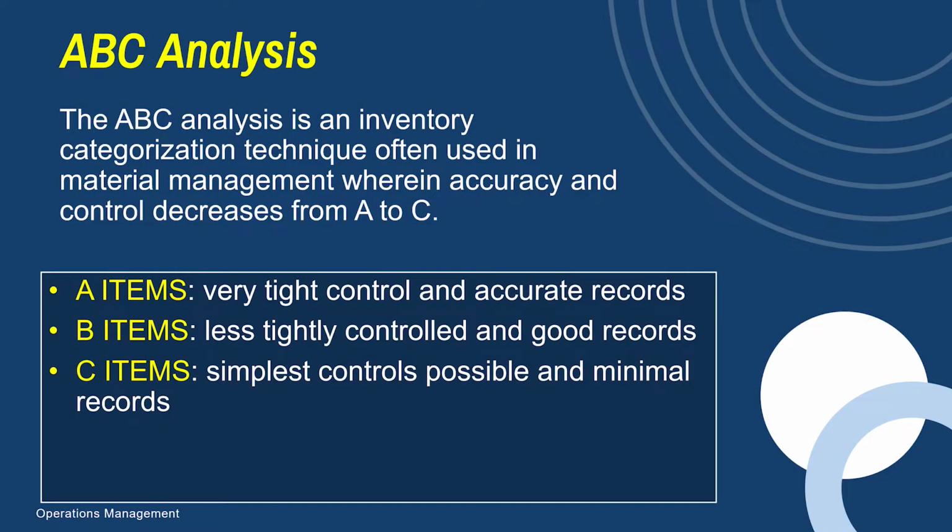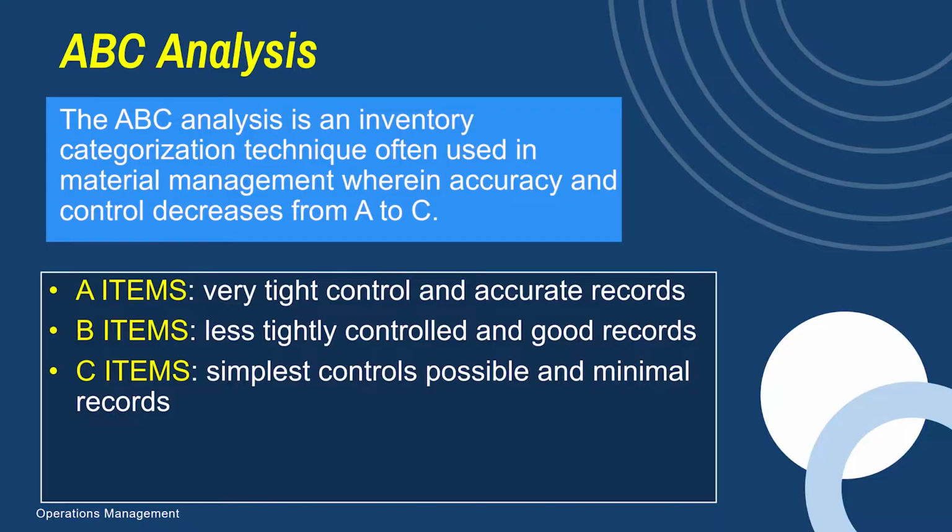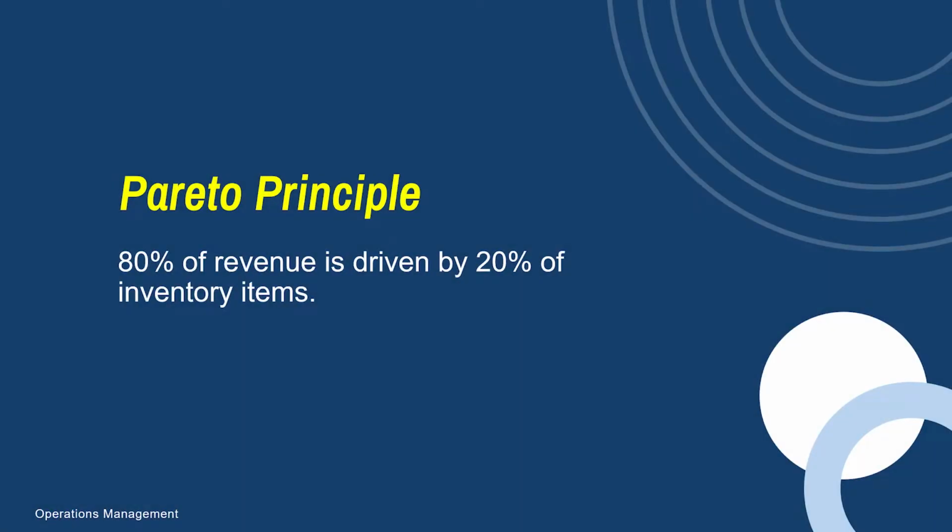Next, let's talk about ABC analysis. So the ABC approach to inventory is just categorizing your items based on importance from A to C, with A being your most important items and C being your least important items. Very closely associated with what we call the Pareto principle, right? The 80-20 rule, where 20% of your items may account for 80% of your revenue.